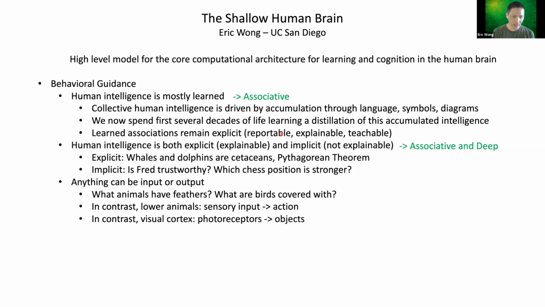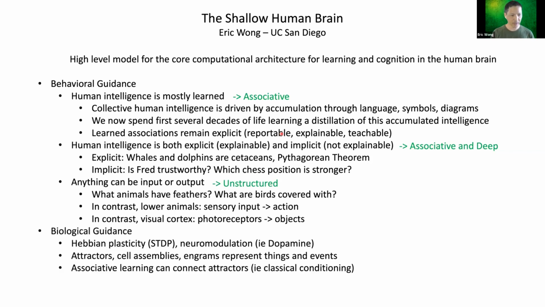In contrast, lower animals are more or less one-directional processing systems that map sensory input to actions. And also in contrast, in our own brains and most brains, examples such as the visual cortex actually are hierarchical and directional. Even though they're recurrent, they're directional in their processing, in this case, processing input from photoreceptors to objects. And that suggests that the underlying structure is relatively unstructured, unlike a hierarchical network.